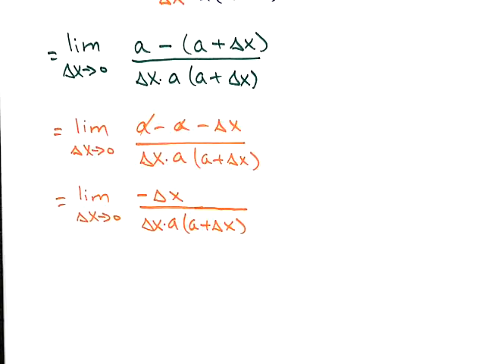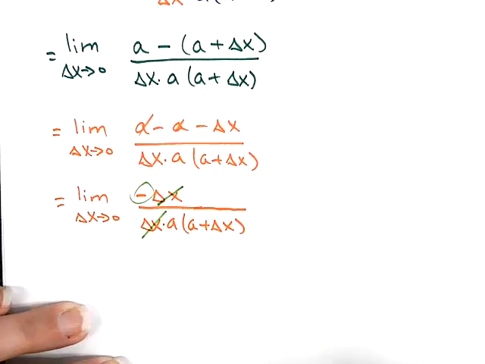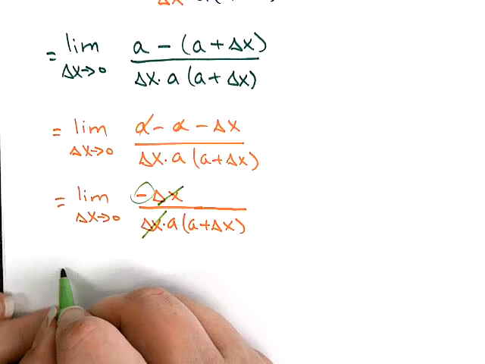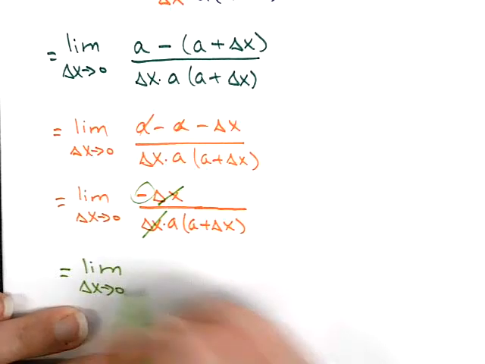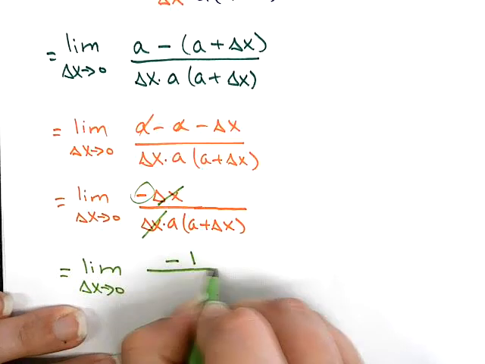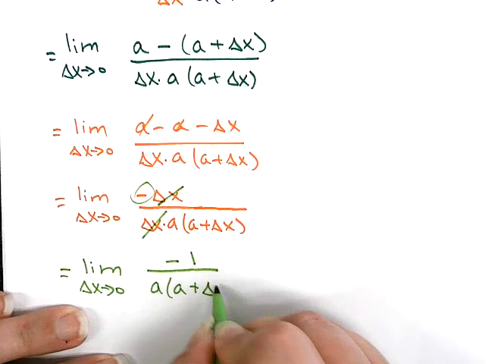And I still can't plug in this delta x yet. I still can't plug in 0 for delta x, right? Because I have a delta x on the bottom. But hopefully you guys see that those delta x's cancel and I'm left with this negative sign up front. All right, don't drop it. Limit as delta x approaches 0. Now I have a negative 1 over a times a plus delta x.